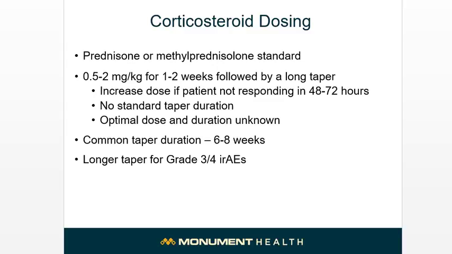Getting into corticosteroid dosing, it's going to be either prednisone or methylprednisolone as a standard, at 0.5 milligram to 2 milligrams per kilogram for 1 to 2 weeks, followed by a long taper. Depending on whether it's a grade 2 irAE, you can start at 0.5 milligrams per kilogram, and if they don't respond within 24 to 48 hours, you can increase the dose to 1 milligram per kilogram. And for grade 3 events, you can start at 1 milligram per kilogram, and if they don't respond within 48 to 72 hours, increase it again to 2 milligrams per kilogram.